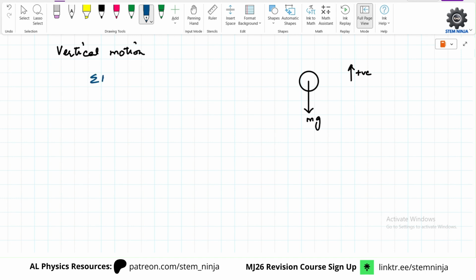So sum of forces equals ma. The only force acting over here is mg, so mg equals ma. However, depending on the direction we have set, since this is opposite to the displacement, you have to remember that the force this time is negative because it's opposite to the displacement. So if we want to go in the positive direction, we are doing work against the force.